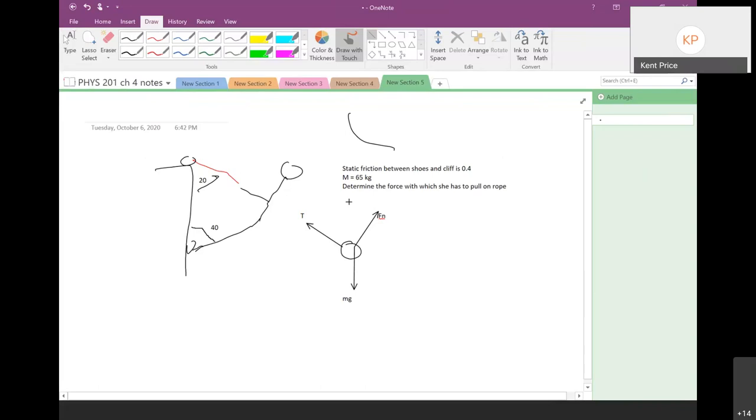So this will be X, and here's Y. It looks like mg has only a Y component. And if we say up is positive, then mg would be negative. And then we're going to have FN with an X and Y component, and T is going to have an X and Y component.